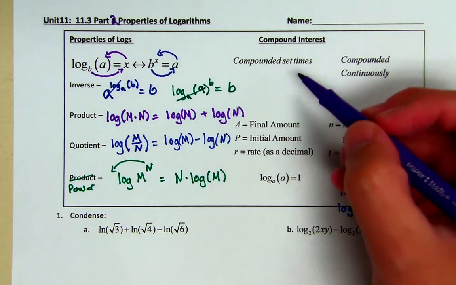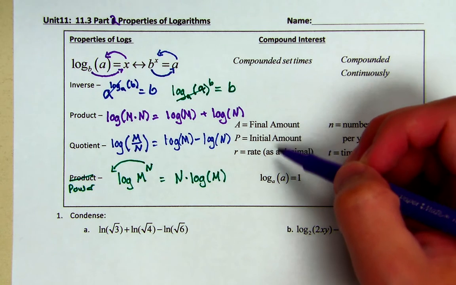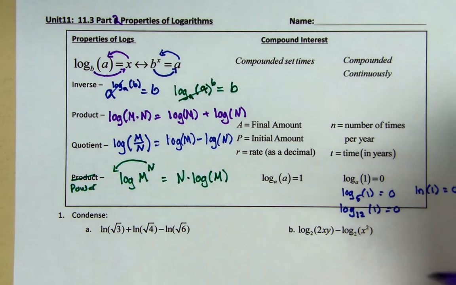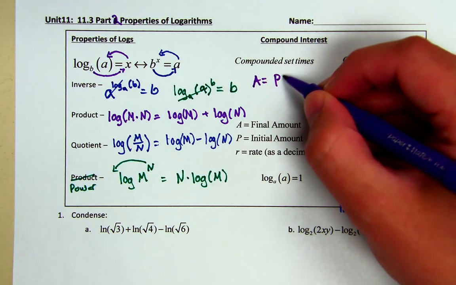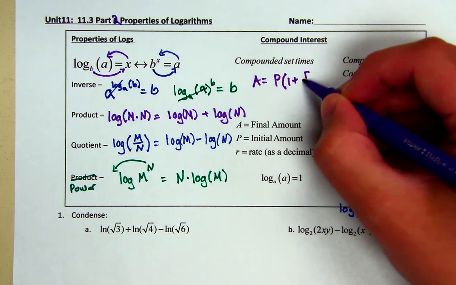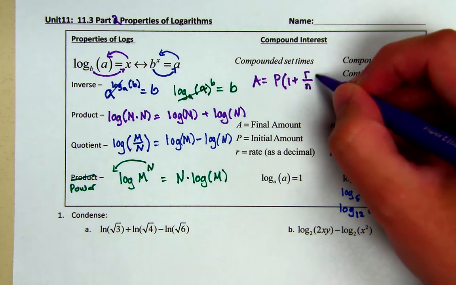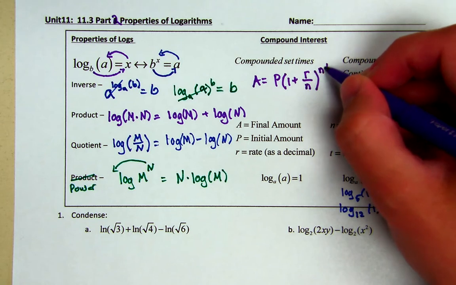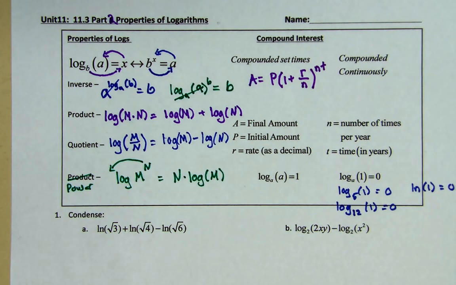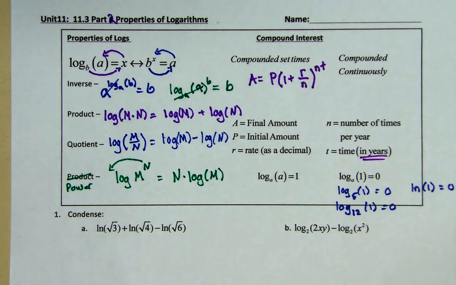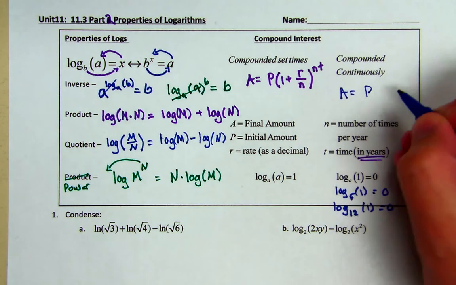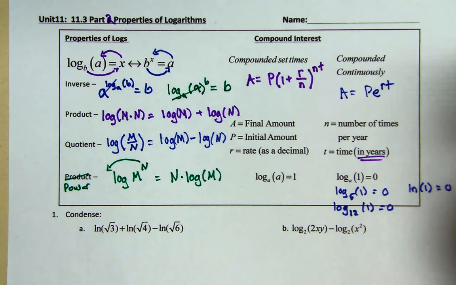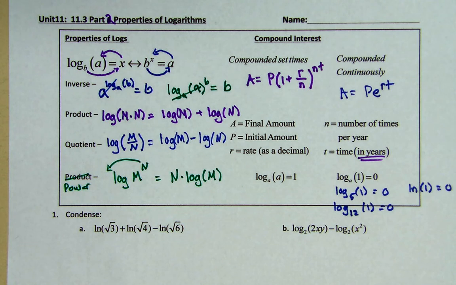Alright, those two formulas, let's review. Set number of times, that's where we're using annually, yearly, all of those fun things. So that's our A equals P, the principal amount, initial, times 1 plus the rate divided by the number of times compounded, raised to the number of times compounded times the time. Remember, time is always in years. Compound continuously, that's our A equals Pe^(rt) formula, or principal times e raised to the rate times time. Alright, so that's just kind of a general review of properties.